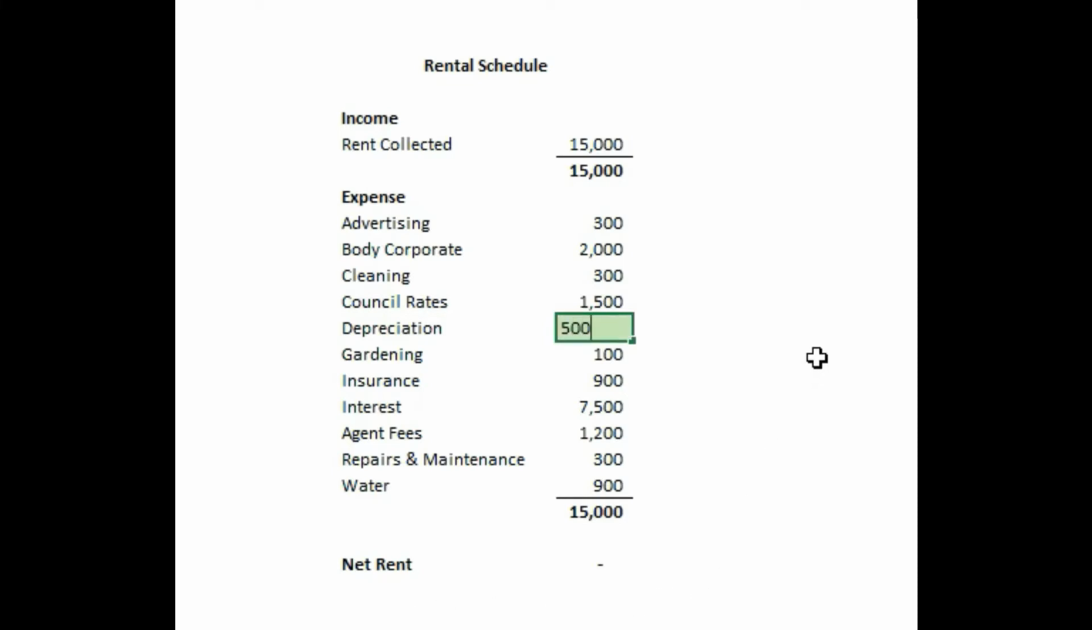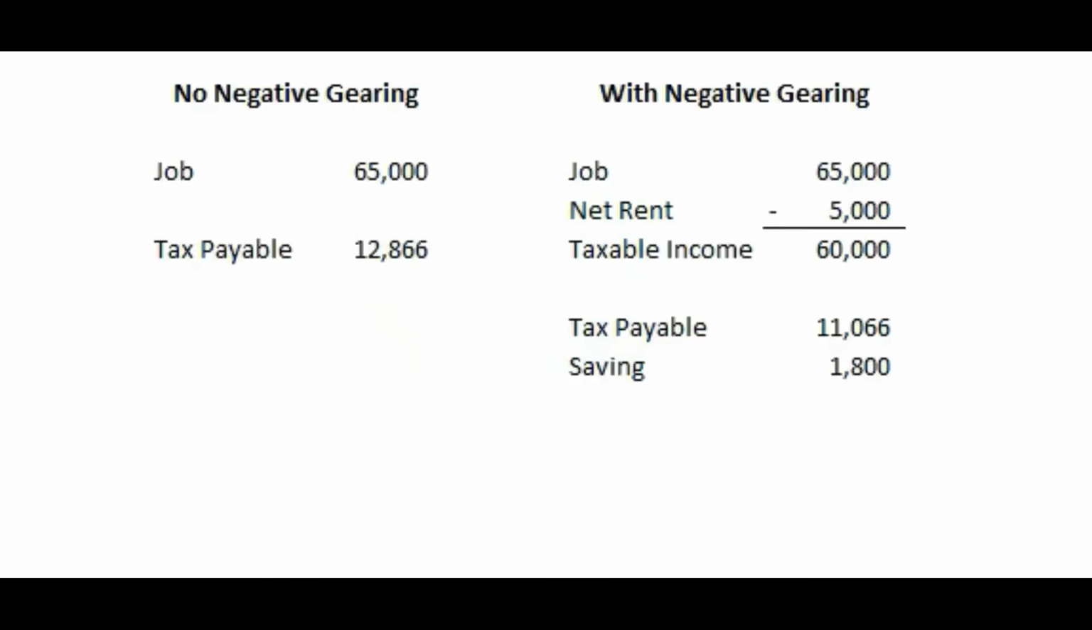But okay, so we add the depreciation back in and we've got the net rent loss of $5,000, even though for physical money in and out, you broke even. Now in this example, we're bringing over the $5,000 tax loss that we just went through. So let's say with no negative gearing, you had a job, you earned $65,000. The tax payable on that job income is about $12,800.